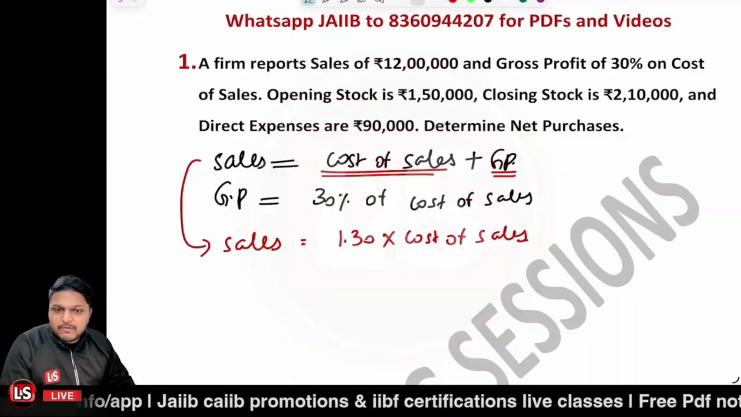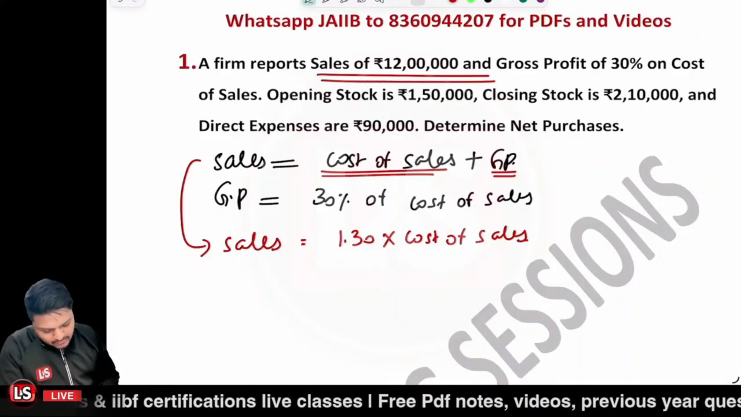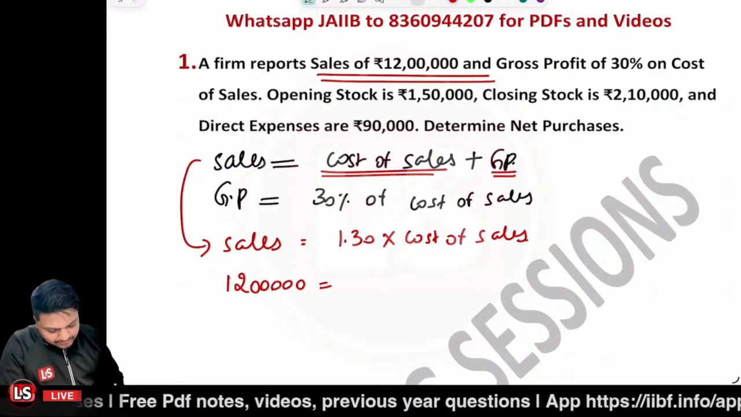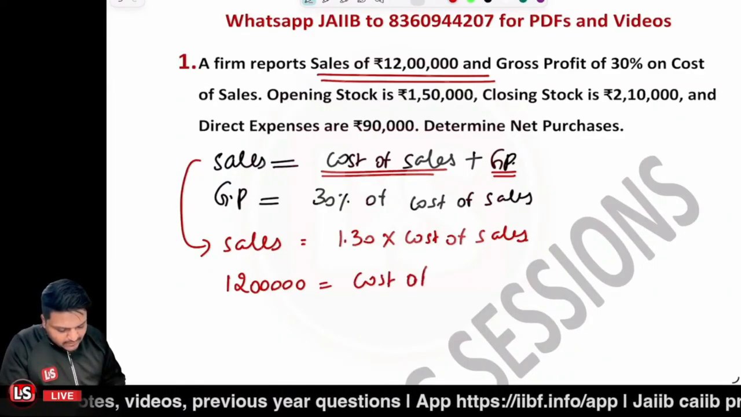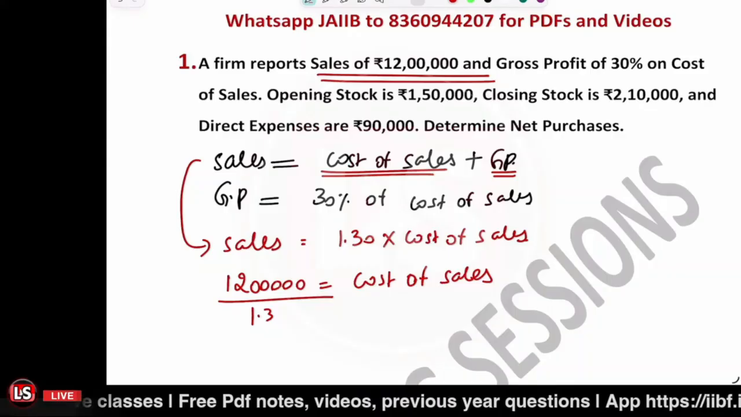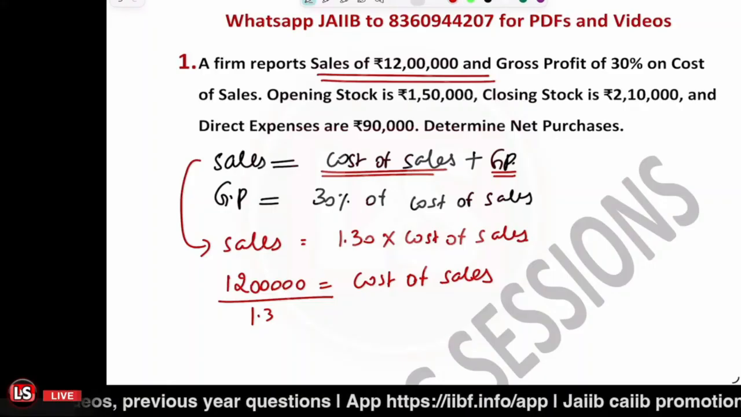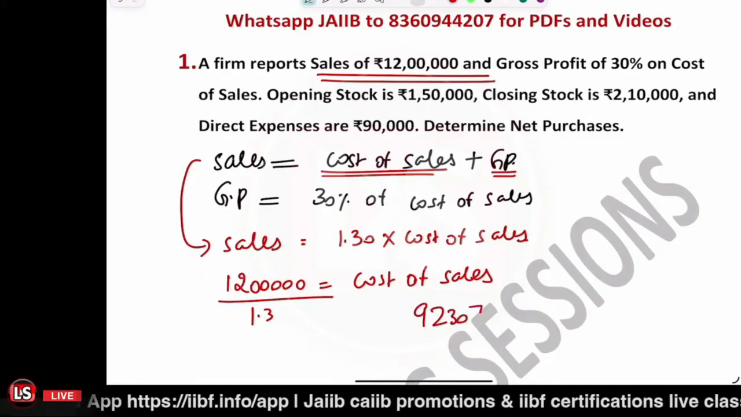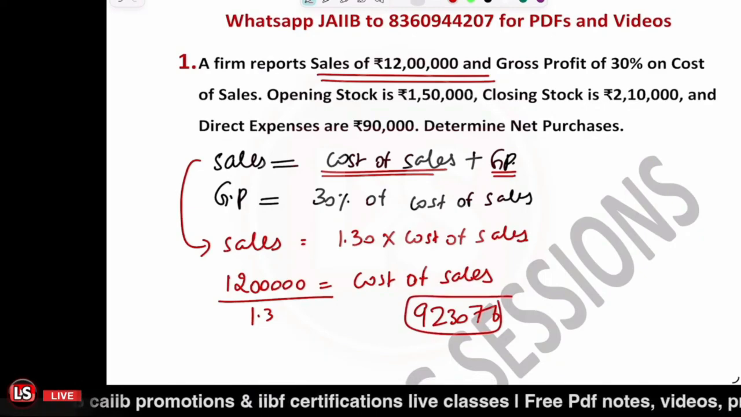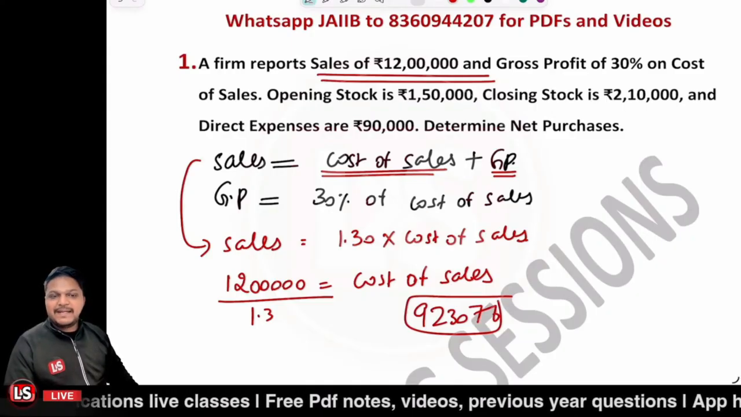And further, we are provided with the amount of sales in the question, right? The sales is given to be 12 lakh rupees. So the cost of sales would be equal to 12 lakh divided by 1.3, which is 923076. Clear with it? That is your cost of sales.